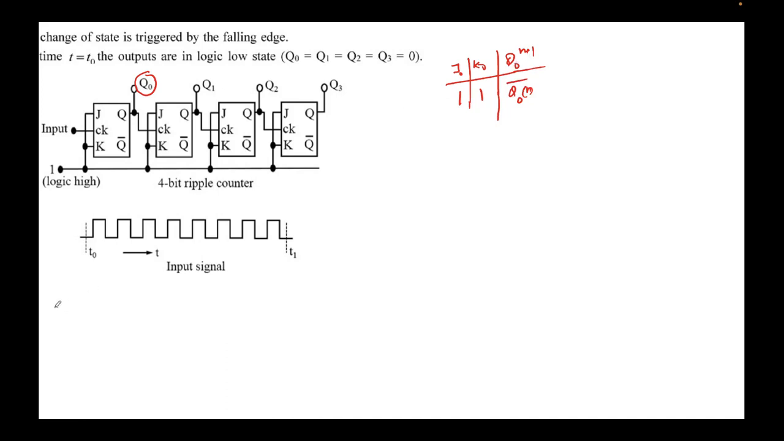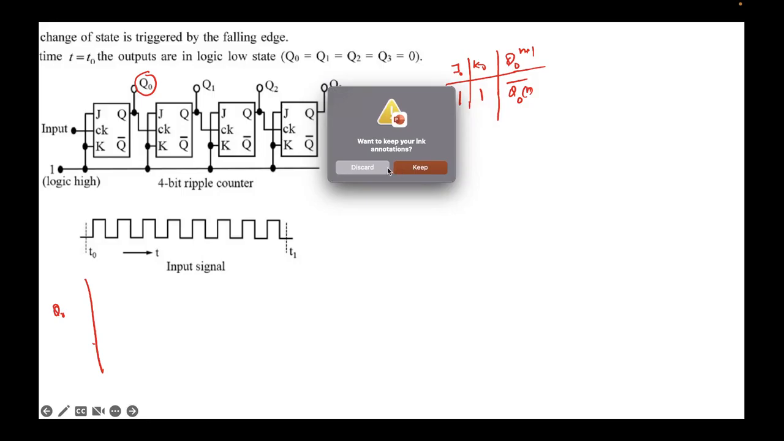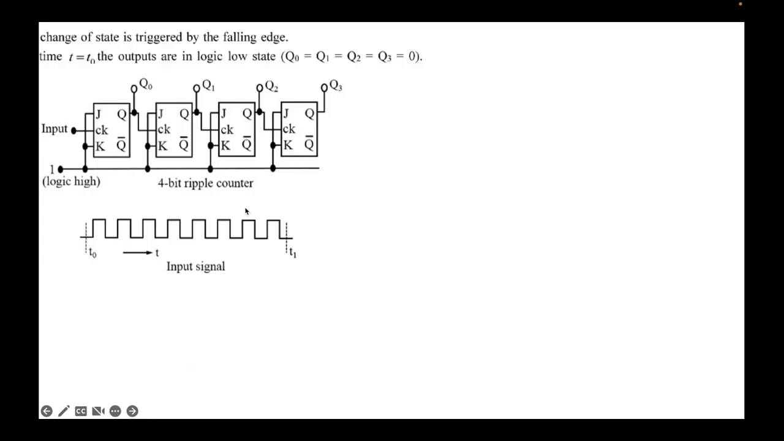So let's just draw what Q0 will look like. Okay, what will Q0 look like? We are given that initially Q0 equals 0. Okay, let me draw it again because this doesn't look good.